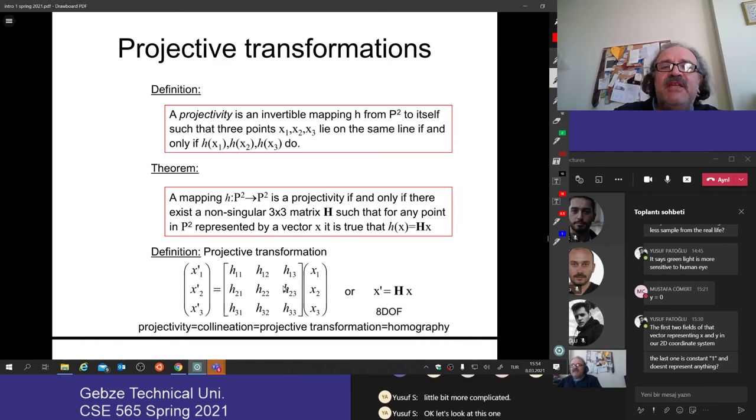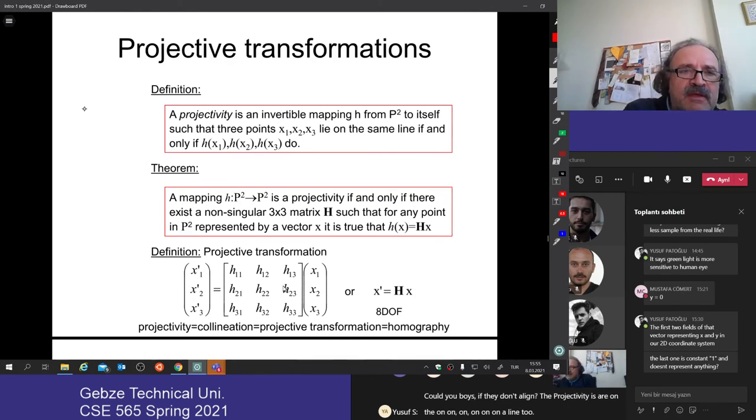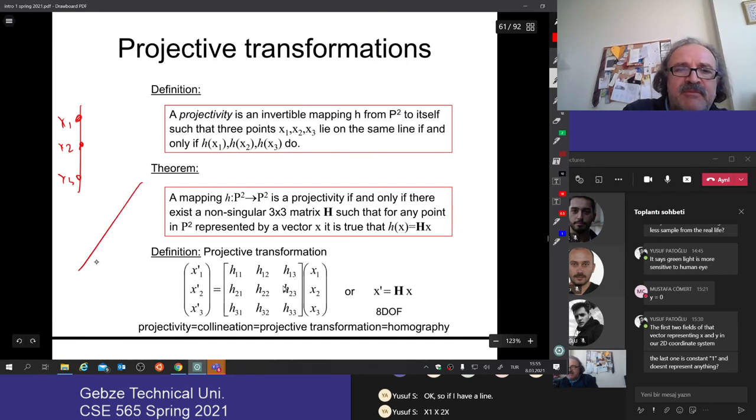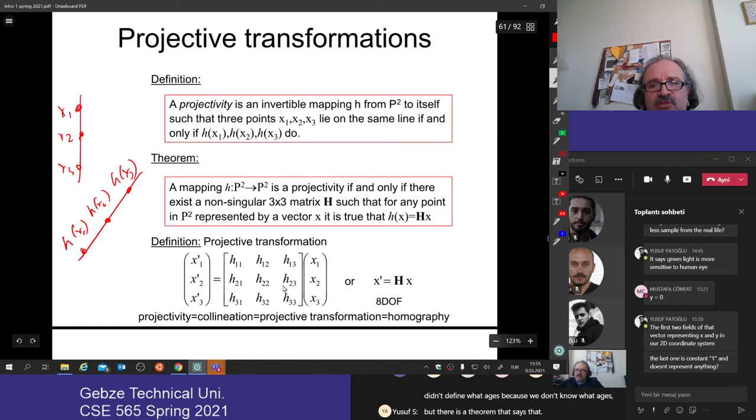Okay, let's look at this one. A definition: projectivity. Projectivity is a mapping from P2 to itself in homogeneous coordinates, of course. That says if three points are on a line, their projectivities are on a line too. So if I have a line with points x1, x2, x3, their projectivities are Hx1, Hx2, Hx3. H is a projectivity. So I can move from this world to this world using H. I didn't define what H is because we don't know what H is yet, but there is a theorem that says that such a matrix multiplication is a projectivity.